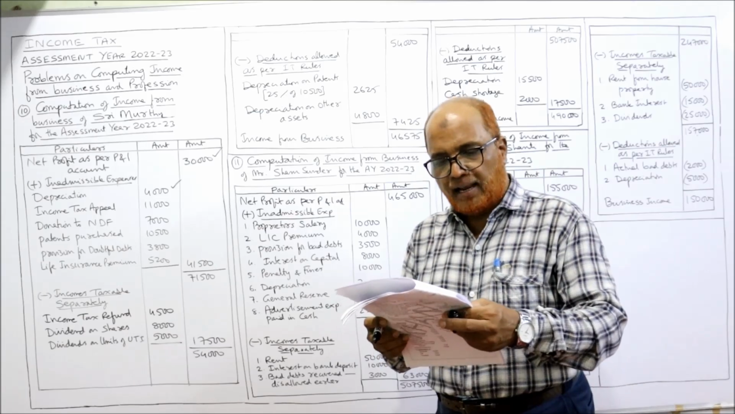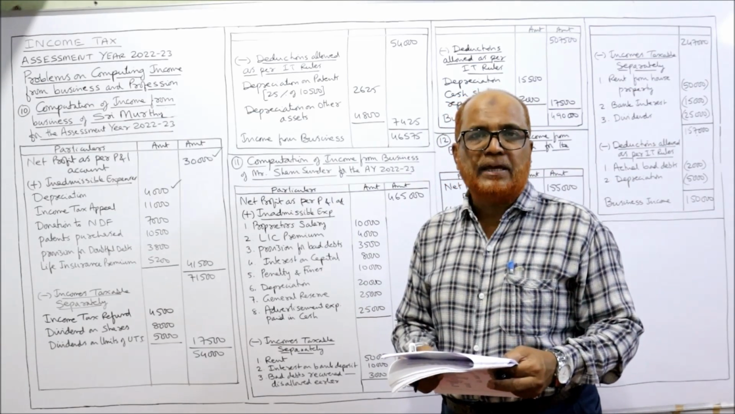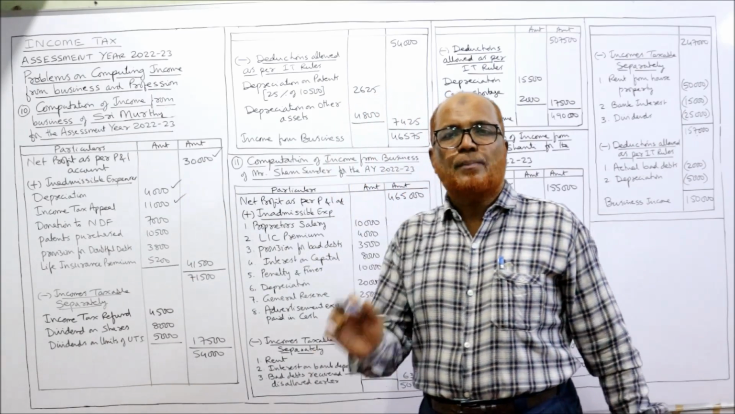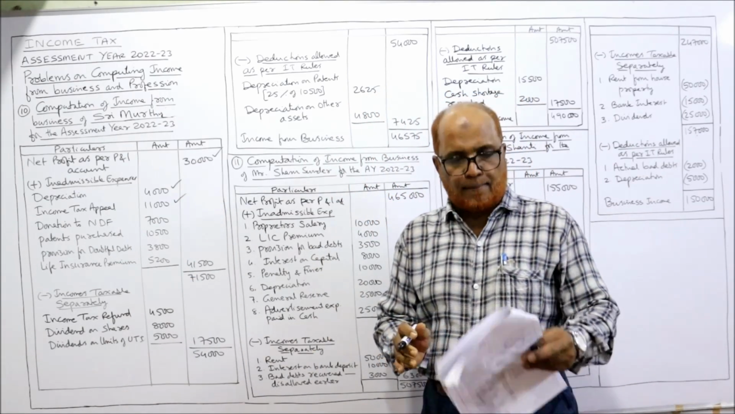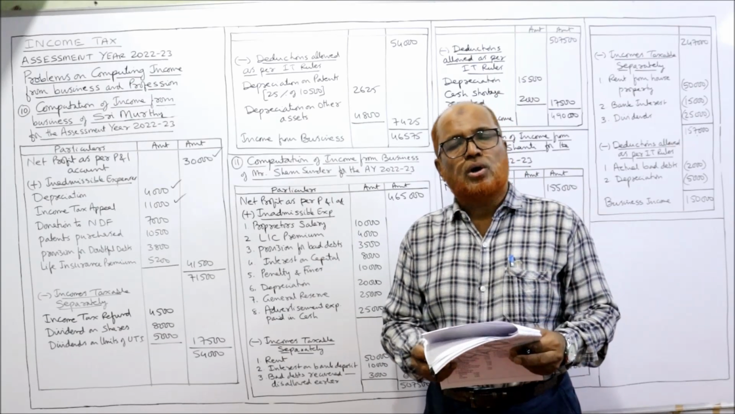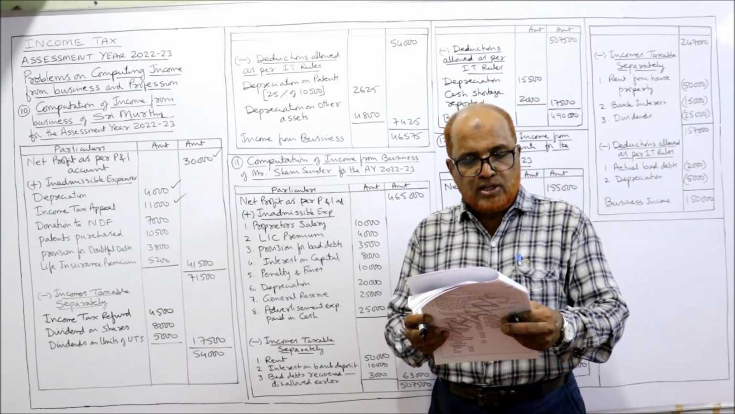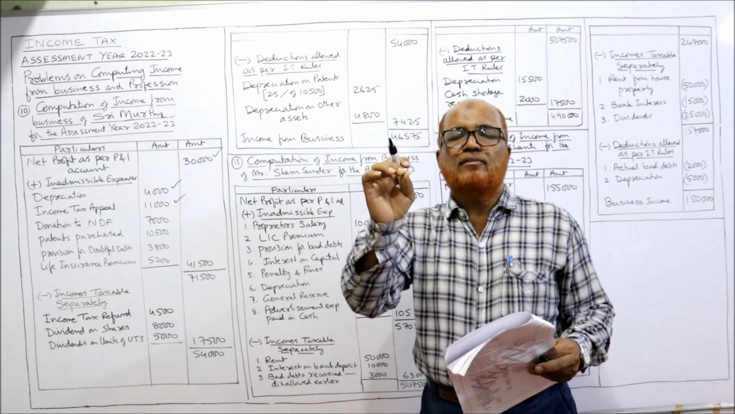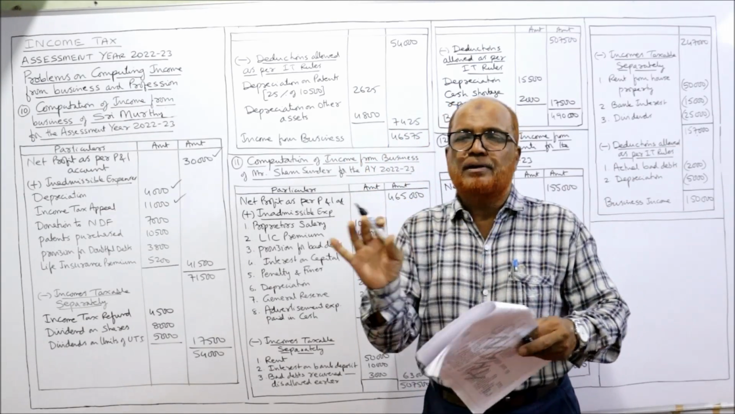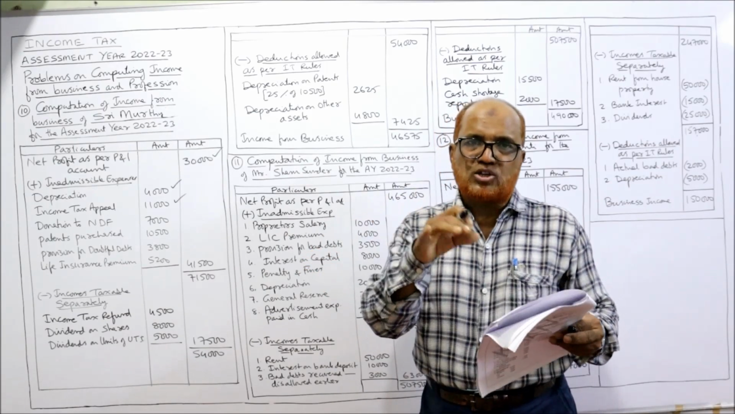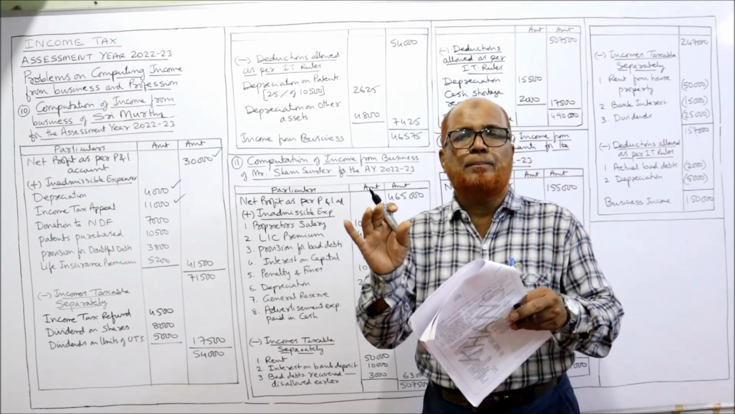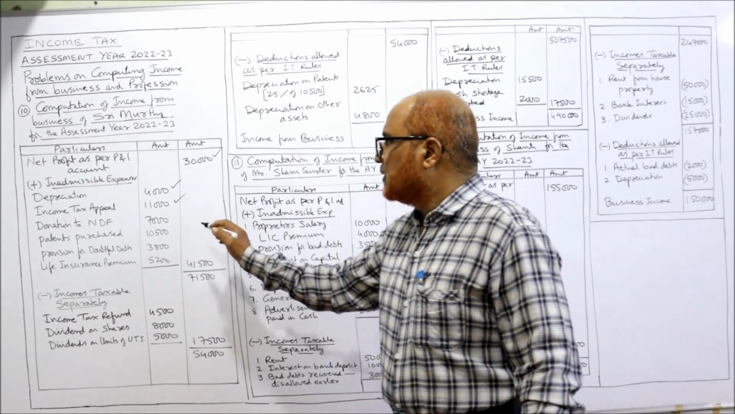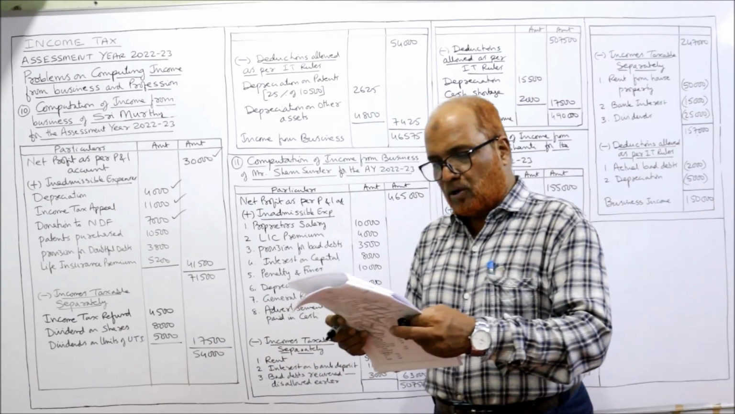Next, advertisement allowed. Income tax appeal. This is disallowed. Not a business expenditure. It's a personal expenditure of the owner, assessee. Then fire insurance on stock allowed. Donation to National Defence Fund, NDF. Actually, donation given to anybody, it is completely disallowed. Whether it is given to National Defence Fund or any other purpose, donation given will always be disallowed. So donation to NDF, disallowed.